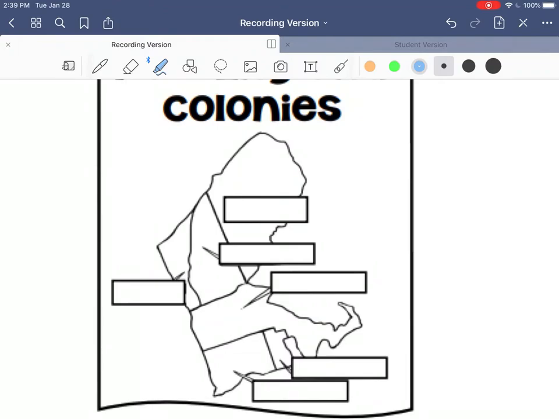So I'm going to start by coloring in this state. This is Maine. Remember, Maine was not one of the original colonies. This is today the state of Maine.